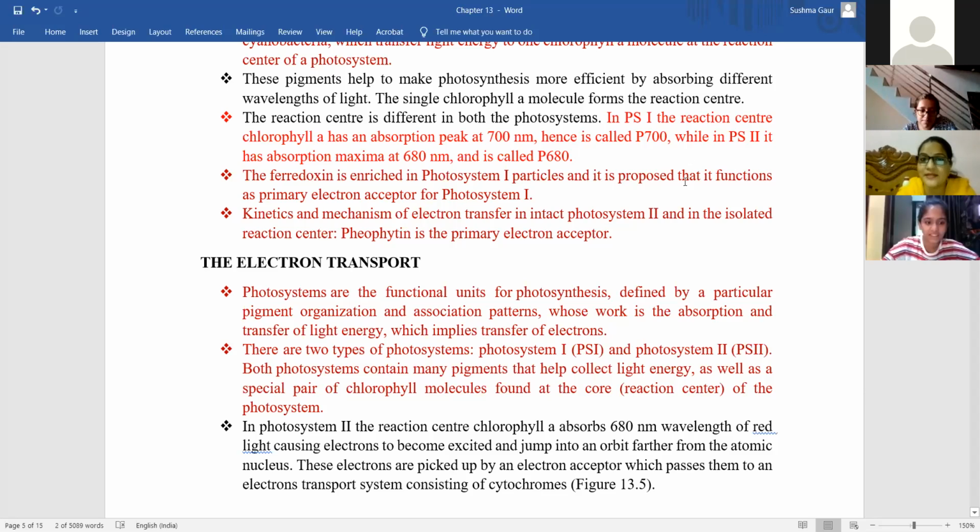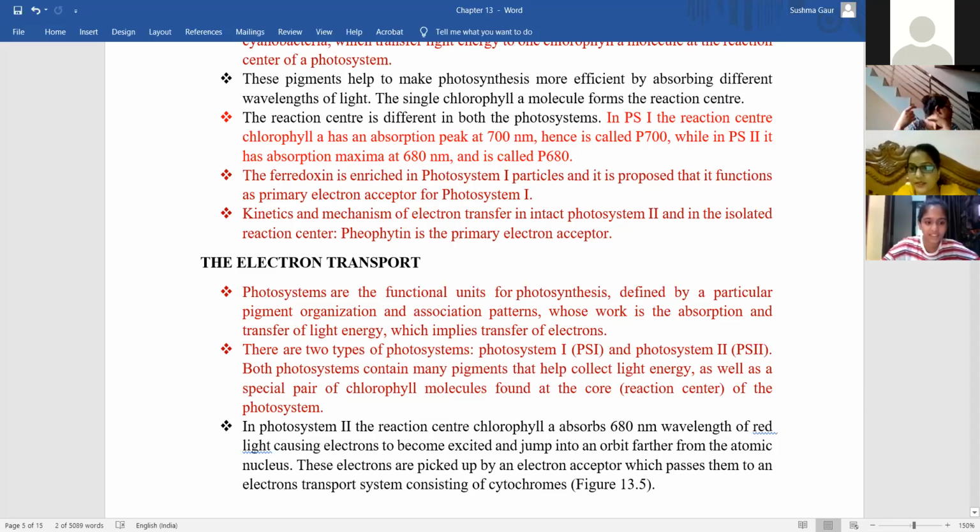So as the reaction center is different in photosystem 1 and photosystem 2, similarly, the electron acceptor is also different. In case of photosystem 1, ferredoxin acts as the primary electron acceptor, whereas in case of photosystem 2, pheophytin acts as the electron acceptor. They are the names of the pigments, like ferredoxin, that are responsible for accepting electrons. Okay.